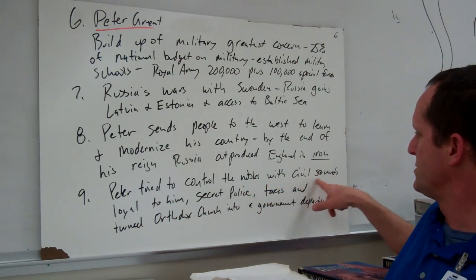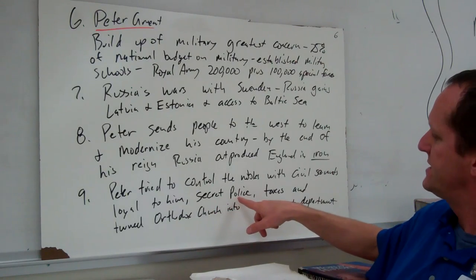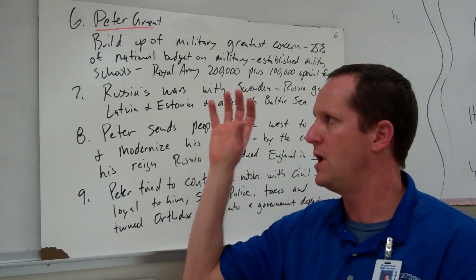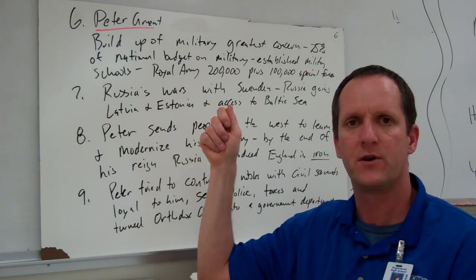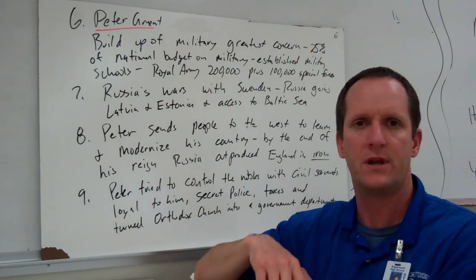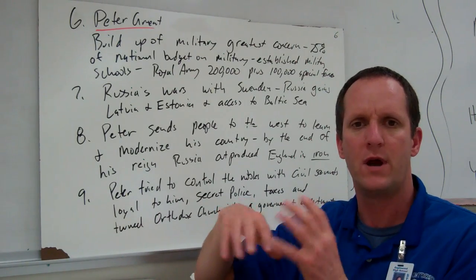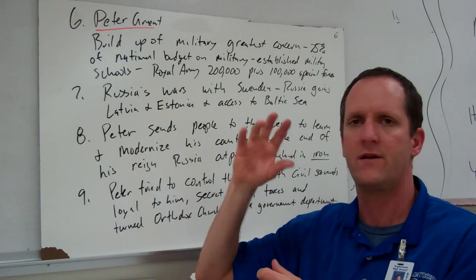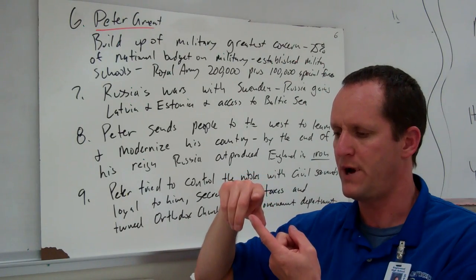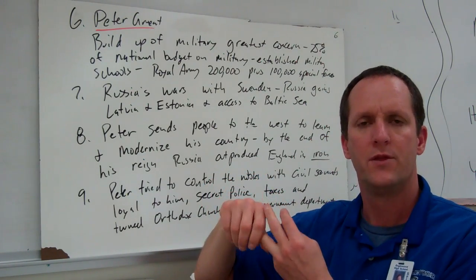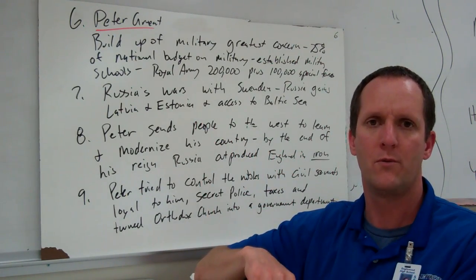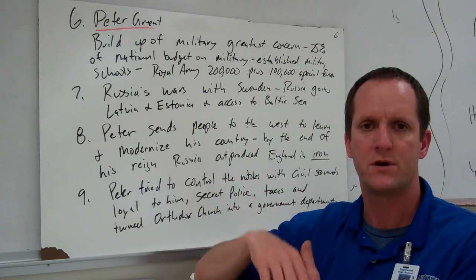Peter tried to control the nobles with civil servants loyal to him, secret police, taxes, and turned the Orthodox Church into a government department. So as you can see, Russia had some difficulties modernizing, and it wasn't until actually the revolution in the late 1800s, early 1900s that they were able to surpass this. So they had a difficult time all the way along. But nevertheless, you saw the increase in the powers of Russia, Austria, and Prussia. Those 3 countries really started to increase in power, while you had the Holy Roman Empire, the Ottoman Empire, and the Polish Kingdom starting to decline.